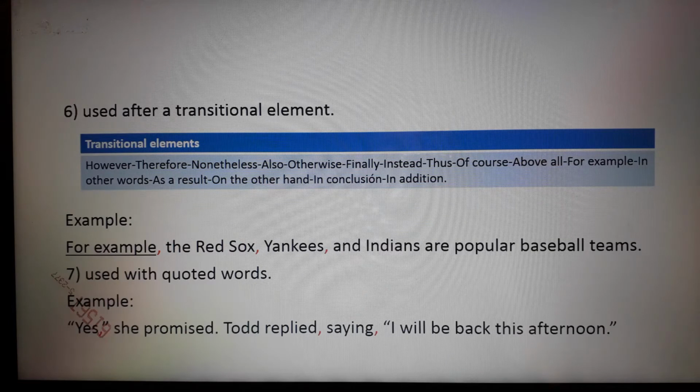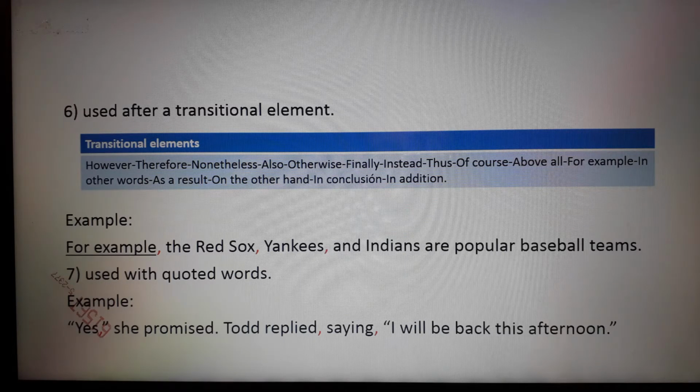A comma is also used after a transitional element. You have here a list of transitional elements, and you have an example. For example, the Red Sox, Yankees, and Indians are popular baseball teams. So this is a transitional element. For example, when you have any of these transitional elements, you need to write a comma after it, and you can go on with the sentence.